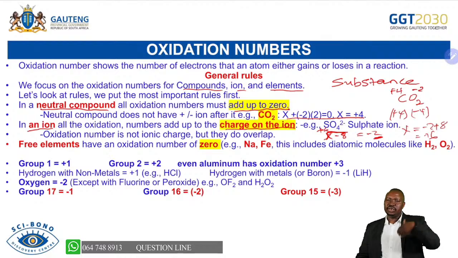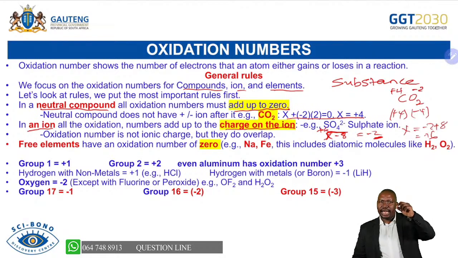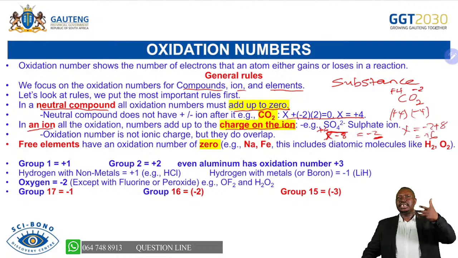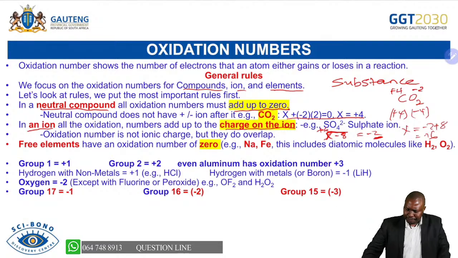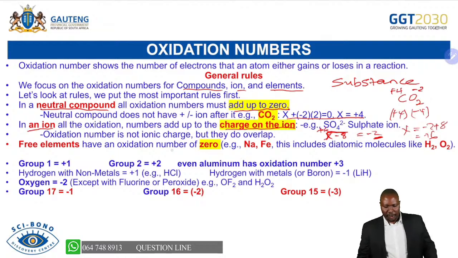Remember, we're going to apply this on questions so that you know how to utilize the oxidation numbers to determine whether oxidation is taking place, whether a redox reaction is taking place. Now, oxidation number is not ionic charge, but they do overlap. So that is something that is worth mentioning.